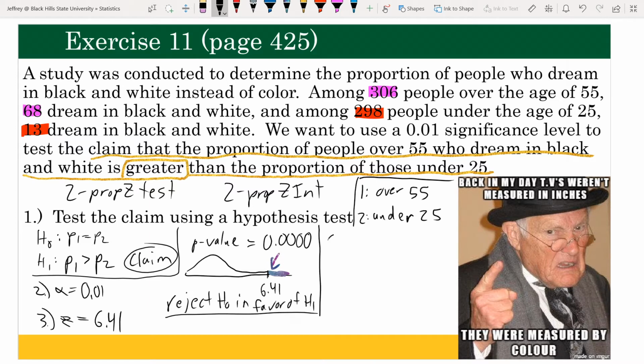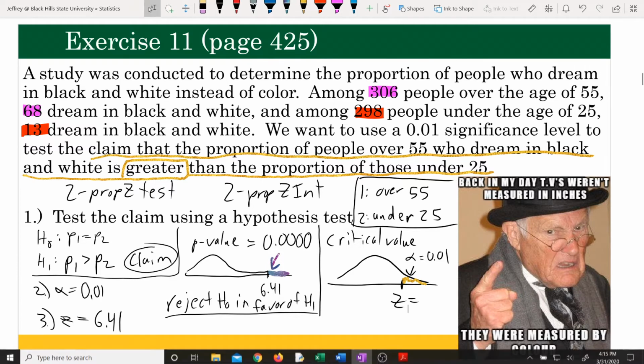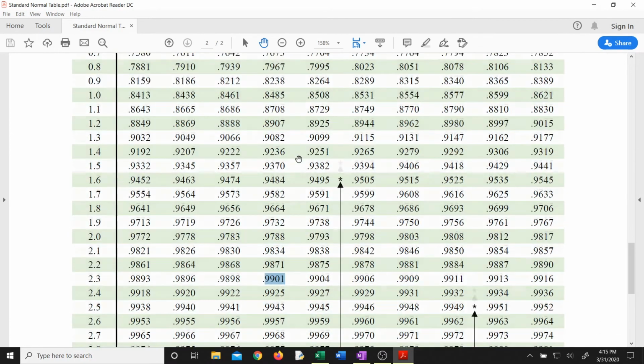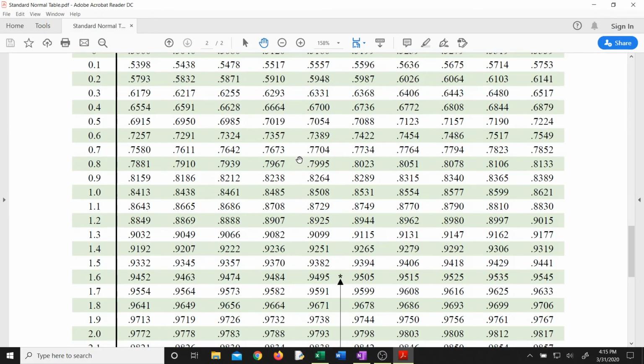If we were to look at the critical value, this is a right tail test. So if we were to draw the critical region, we're only looking at that right tail. And the right tail in this case has the area of alpha, which is 0.01. So what z-score gives us an area of 0.01 to the right of it? Well, it's the same z-score that gives us the area of 0.99 to the left of it. Closest one being 0.9901, and that gives us the z-score of 2.33.